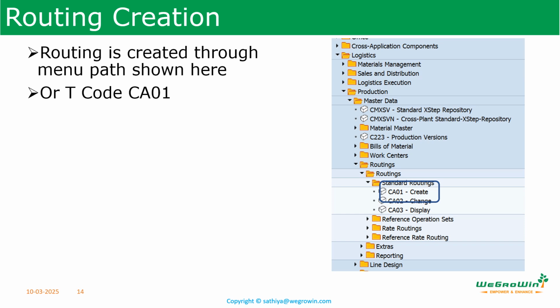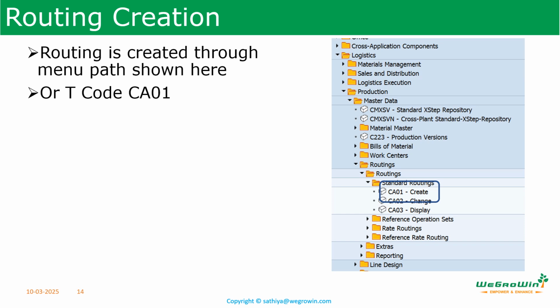Now let us come to the routing. To create routing, as usual, we know how to create the material master, how to create a work center, and how to create a BoM. Hope you remember the T code for material master creation is MM01, the T code for bill of material is CS01, and for work center it is CR01. Like this, we discussed the T codes.